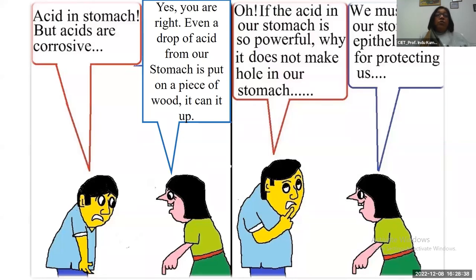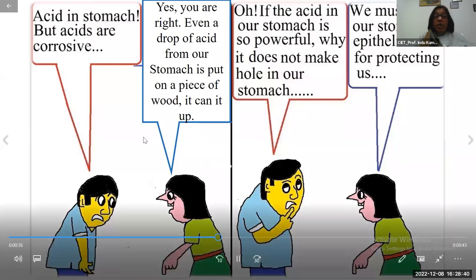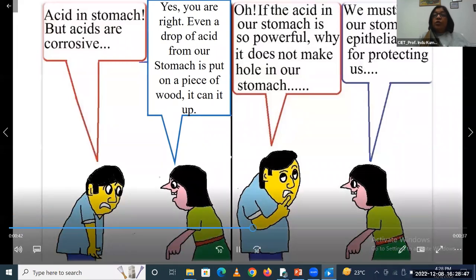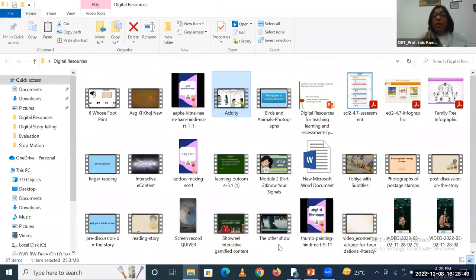So let us now see an example of a metacognitive content. It is an Egyptian short movie which has won an Oscar award in the category of short film. So let us now watch that. The title of the film is The Other Pair.